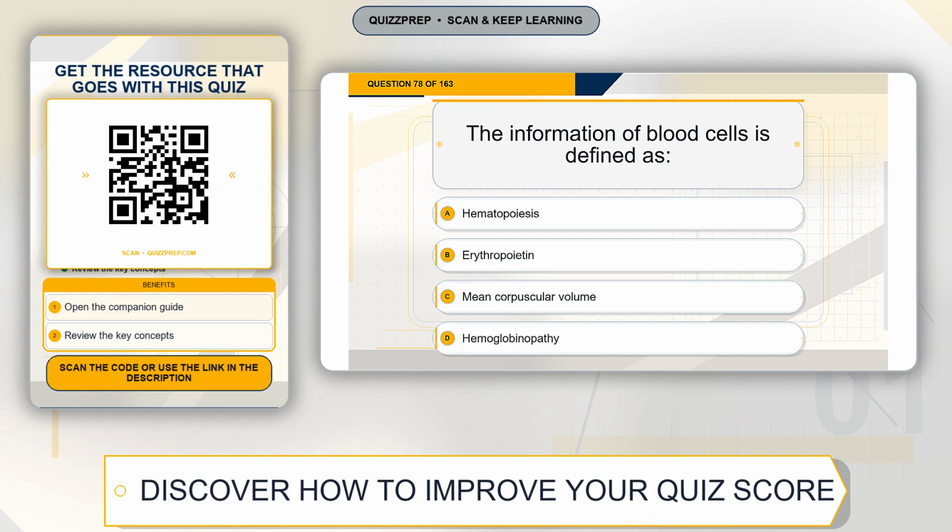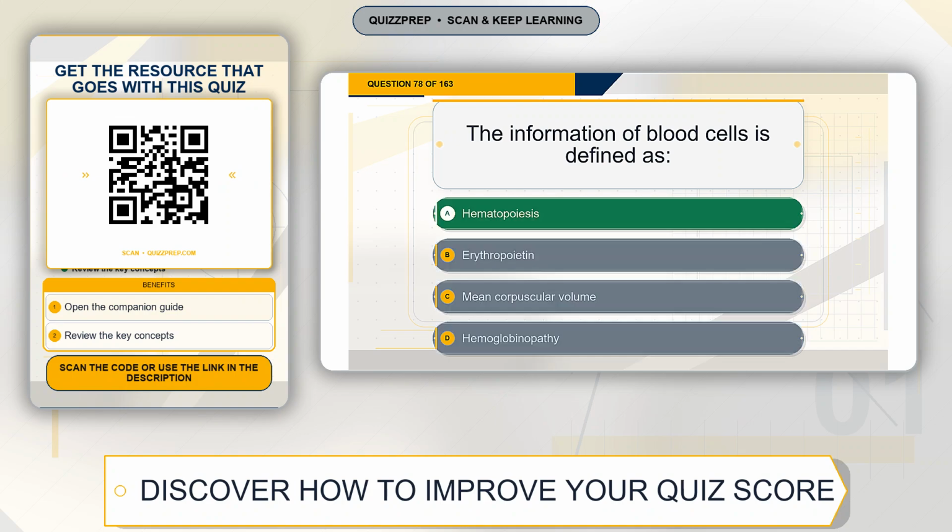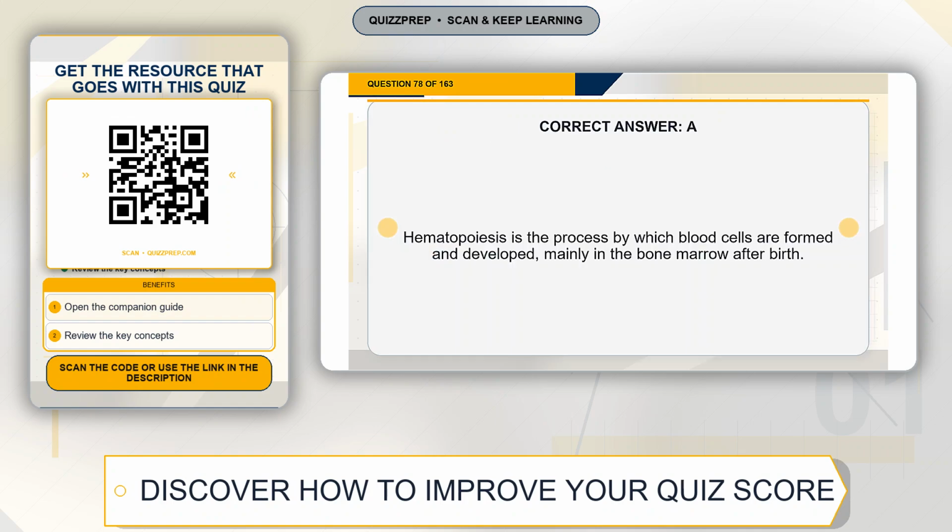Question 78. The formation of blood cells is defined as: Option A, hematopoiesis. Option B, erythropoietin. Option C, mean corpuscular volume. Option D, hemoglobinopathy. The correct answer is option A, hematopoiesis. Explanation. Hematopoiesis is the process by which blood cells are formed and developed, mainly in the bone marrow after birth.